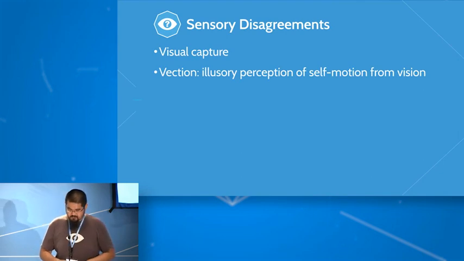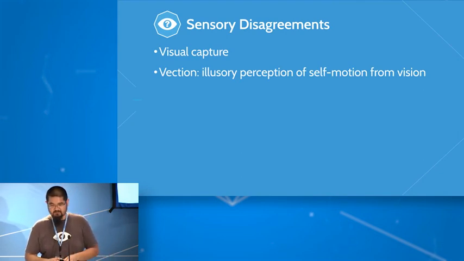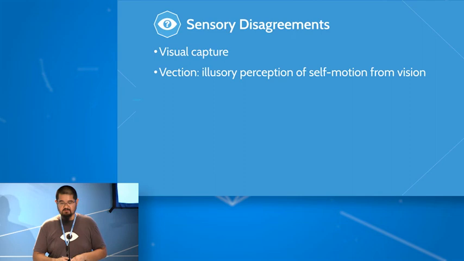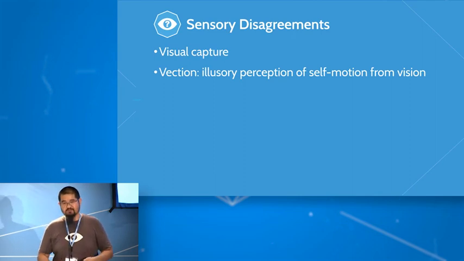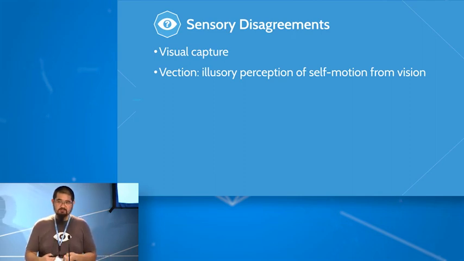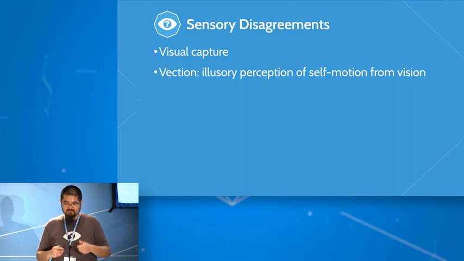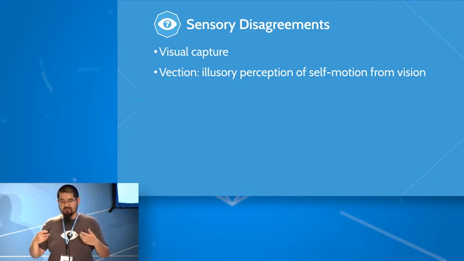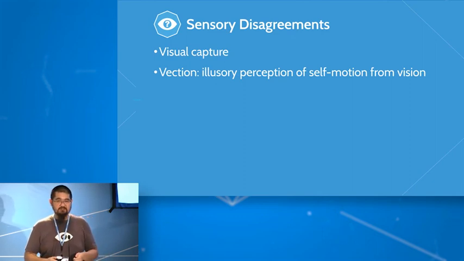All right, so the most common anomalous experience you would have in the Rift is what's referred to as vection. Vection is the term perceptual scientists use to refer to any kind of illusory perception of self-motion based on visual information alone. So vision tells you that you're moving through space, your body says that you're sitting still in a chair, and that leads to a sensory disagreement.